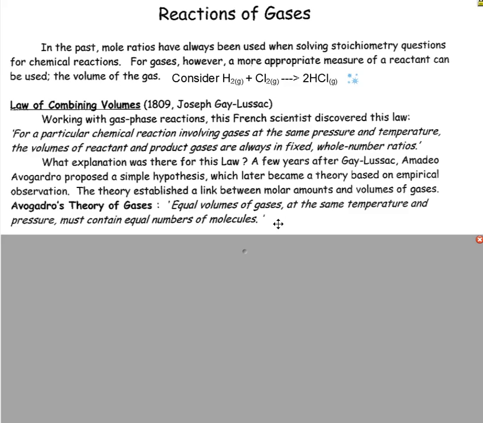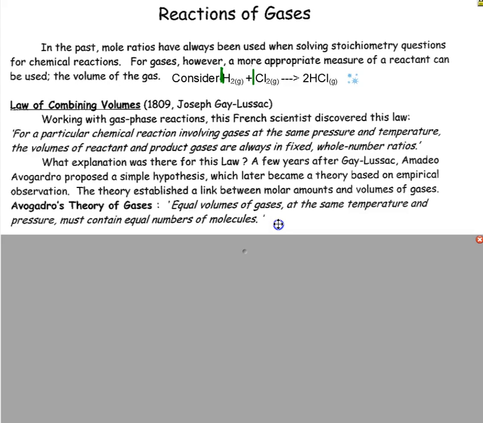And in the case of the hydrogen plus chlorine to hydrogen chloride, in that case the mole ratio is 1 to 1. So we would need a mole of each, or equal numbers of moles of each, and in that case we would need equal volumes of each at the same pressure and temperature, because Avogadro hypothesized that those equal volumes would contain the same number of molecules.